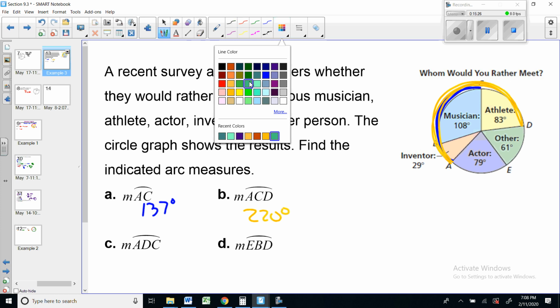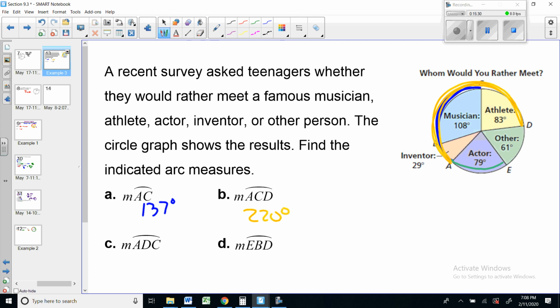On our next one, we have the measure of arc ADC. So here's A. We're going to crank around to C, going through D. So we're going to add 79, 61, and 83 together. And what do we get for that one? Okay, 223.